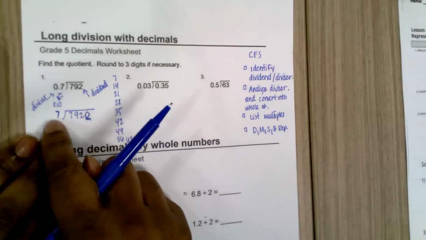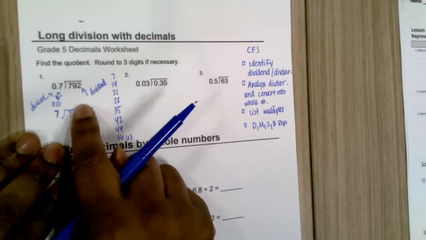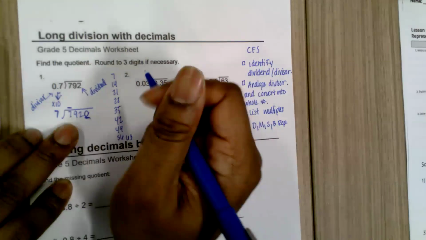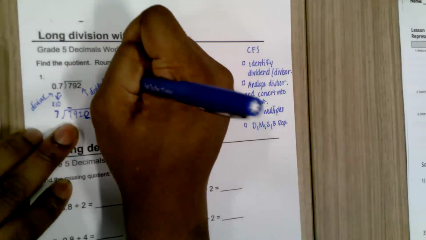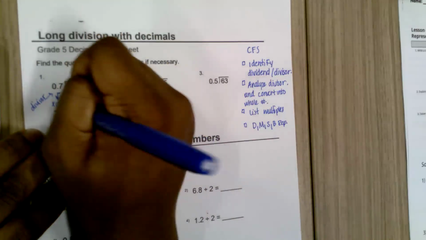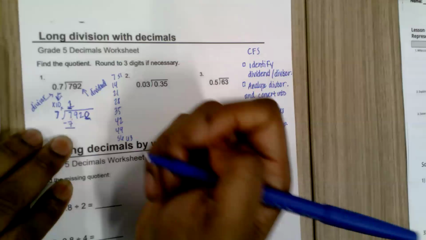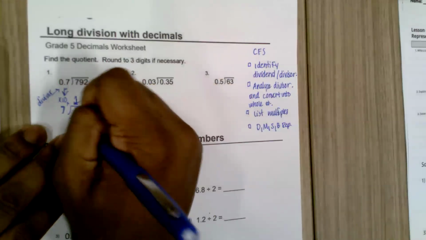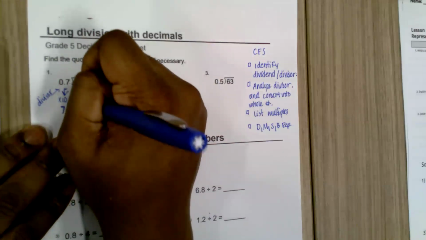It's this divided by this. Count past 7, don't pass up 7. 7, stop. A 1 pops up. 1 times 7 is 7. Subtract. 7 minus 7 is 0. Pull down the next digit. 7 goes into 9 one time.